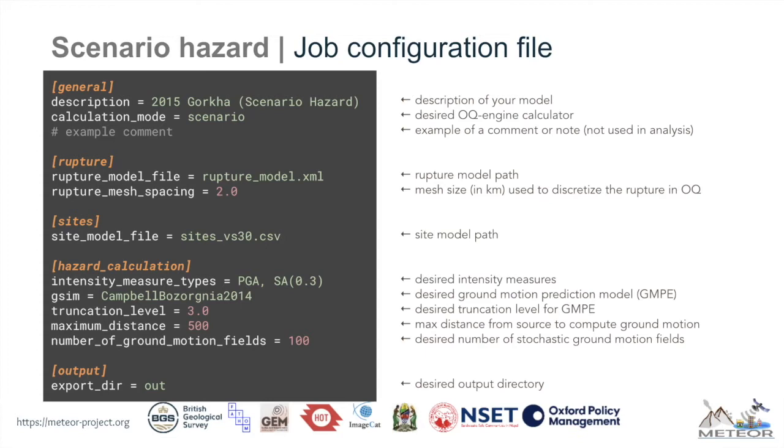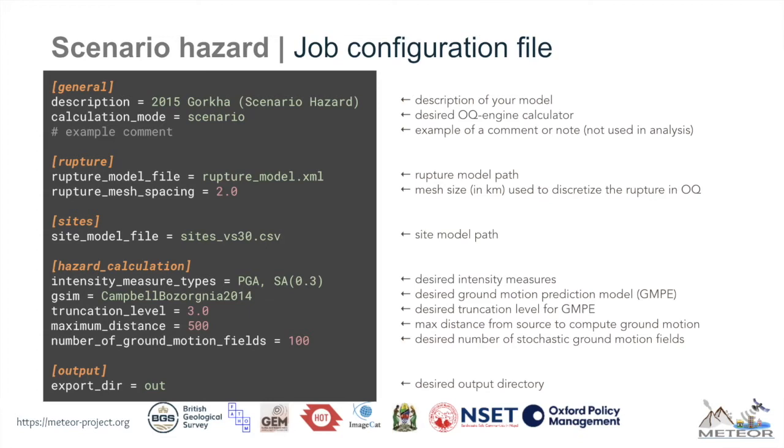Next, we have the site model file. So this will be the path to a CSV that indicates information such as the shear wave velocity or VS30, or potentially other site parameters that are of interest to the ground motion prediction equation in use. Then we have some other inputs for the hazard calculation. One of these is the intensity measure types, which you can put as a list. In this case, we're interested in the peak ground acceleration, or PGA, and the spectral acceleration at 0.3 seconds.